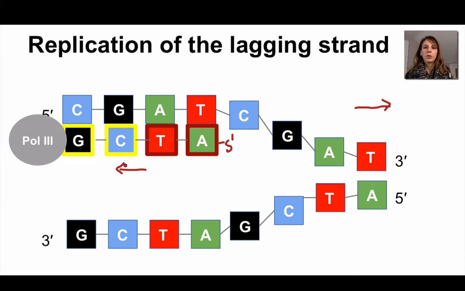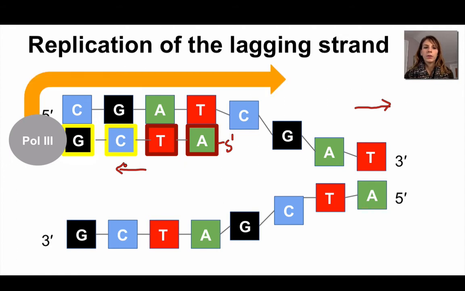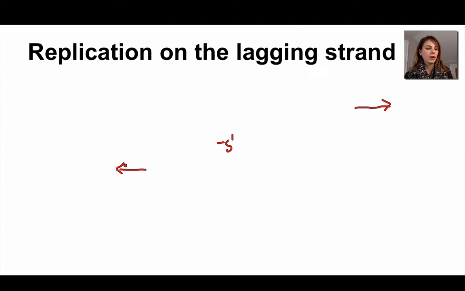So all of the machinery that copies DNA is sort of a complex together at the fork. And so this polymerase III can't get too far away from the fork. So what it does is it stops, it jumps back, and it starts again. So we'll add on to another primer at that site. Okay, so our representation of the lagging strand is going to be a little bit more challenging to show.